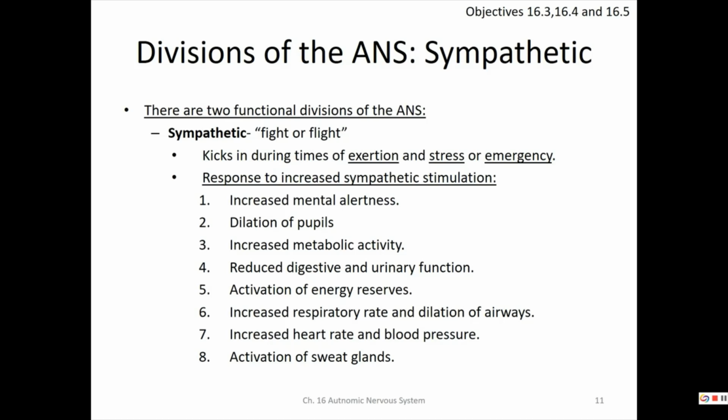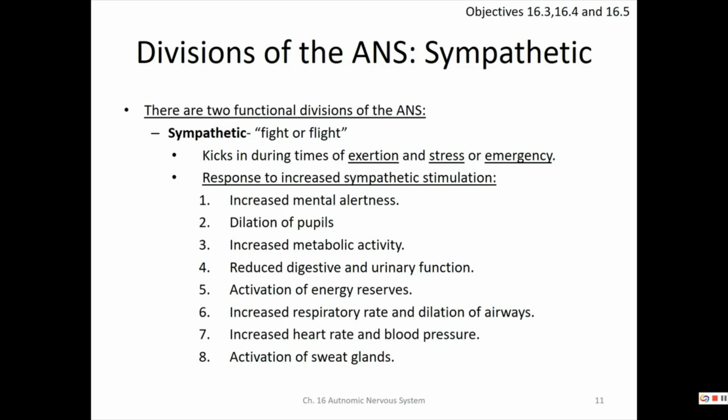Also, sweat glands. Now, think about sympathetic as having a panic attack. You've got beads of sweat. Your heart is pounding. Your blood pressure's up. You're breathing fast. You're hyperventilating. Things like that. Your pupils are just big. You're stressed out.